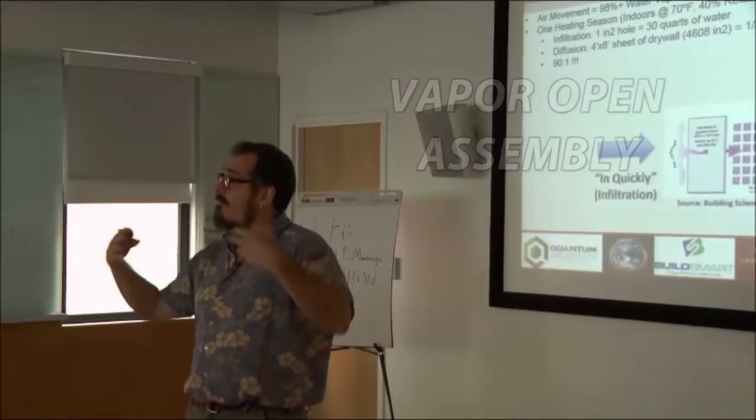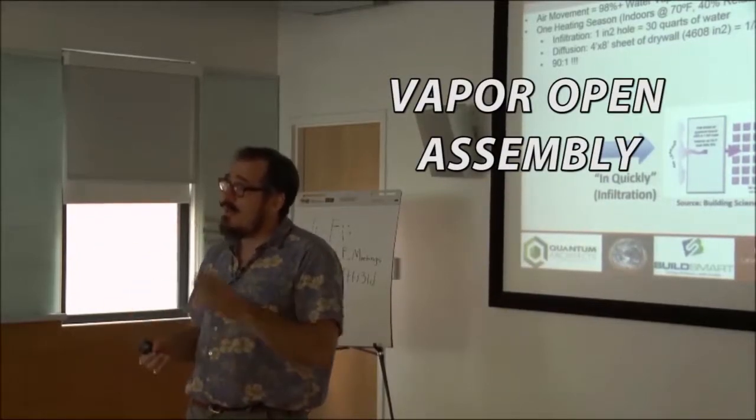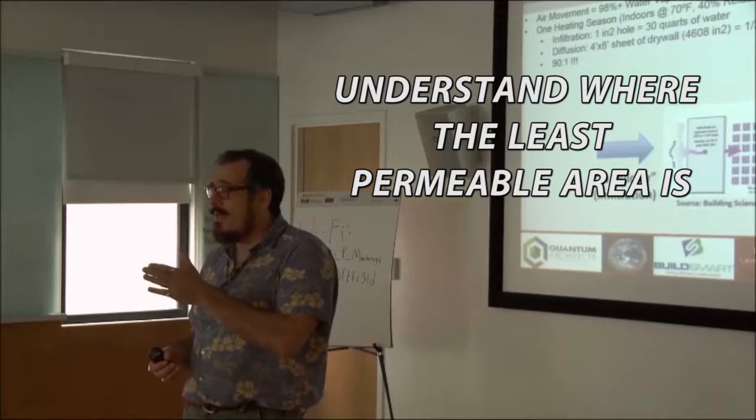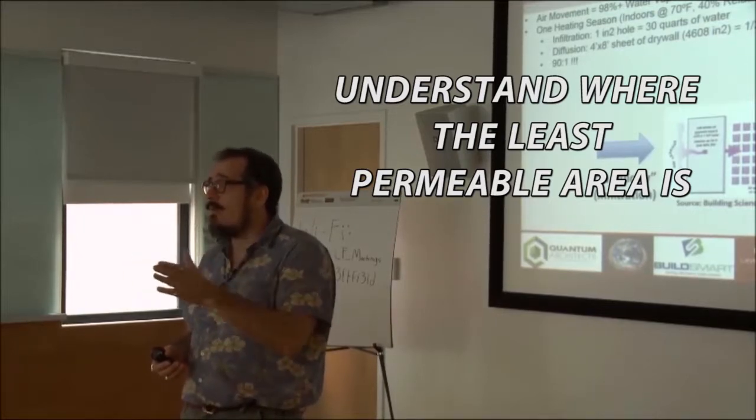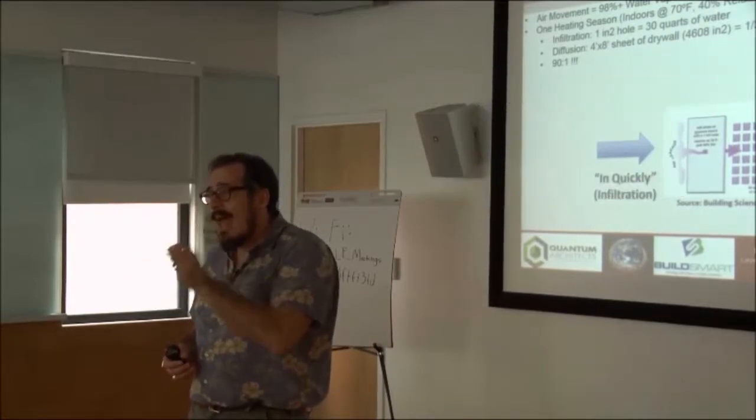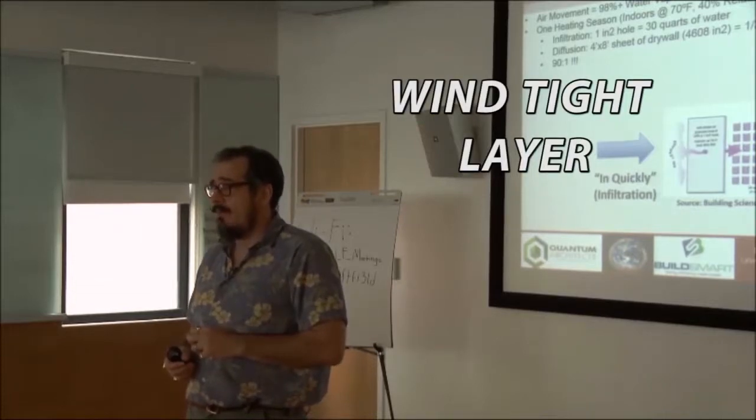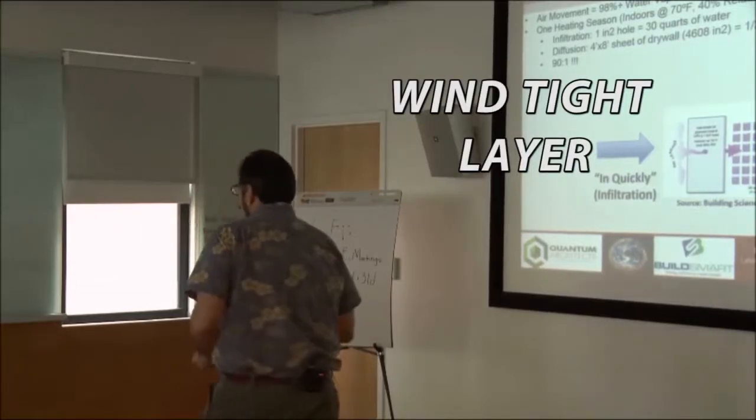Even when people say, I have a vapor open assembly, yes you do, but you got to understand where the least permeable area is so that you can understand how the moisture works into that wall. The last piece, the wind tight layer. Okay, and this is really important in Passivhaus.